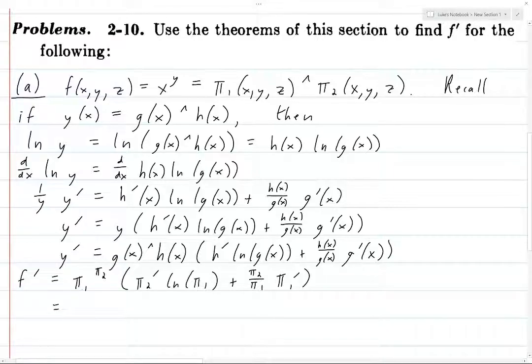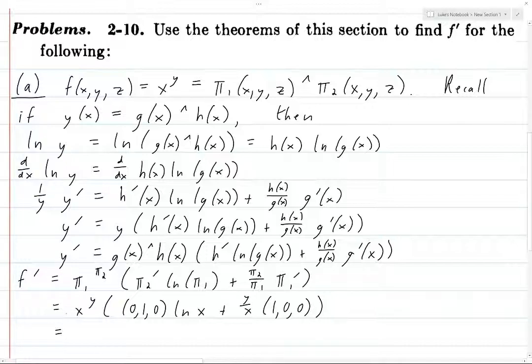So this equals, well, pi 1 of xyz is just x, and this will be y. Pi 2 prime is going to be the vector 0, 1, 0, and then here we have natural log of x, plus y over x times 1, 0, 0. And so this is going to be equal to the vector. So in the first coordinate we have x to the power of y.